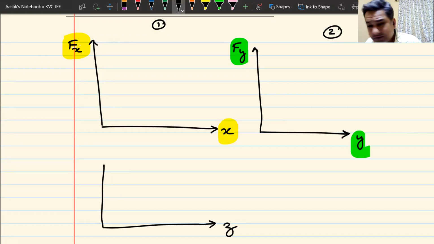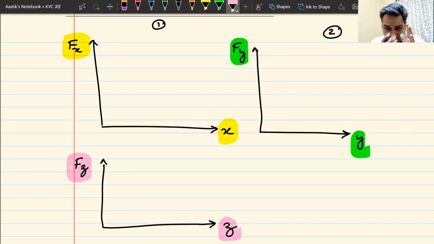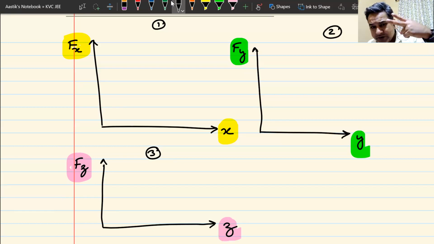Position along z-axis on the horizontal axis, and force Fz component along the vertical axis. I hope you are understanding what I am getting to, where we are heading towards. So now I have 3 separate graphs. Graph number 1 is a graph between Fx and position along x. Graph number 2 between Fy and position along y. And graph number 3, Fz and z.